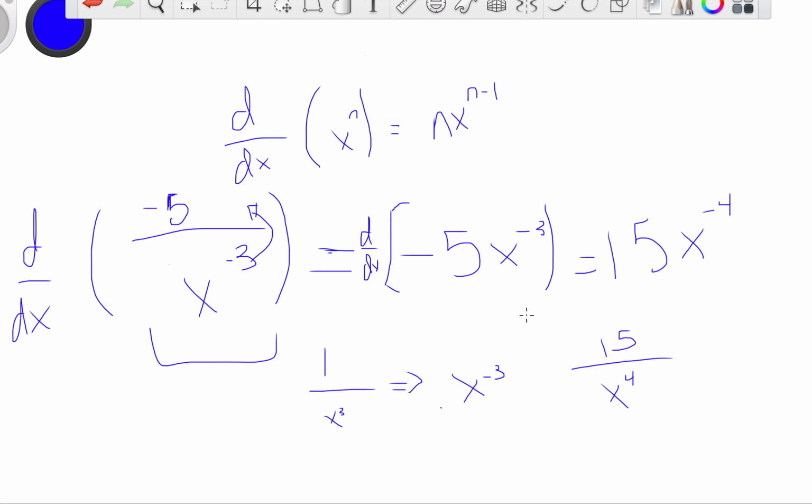Okay, I hope I helped. This is a pretty quick look, but this is all you're going to see in Calc AB, and honestly Calc BC, so Calc 1 or Calc 2, for the power rule. And how do I know that? Well, I've taken both classes. So, as a student passing on info to fellow students, you'll be good.